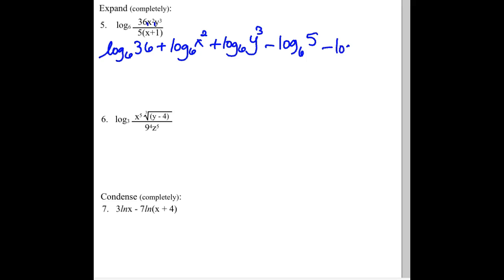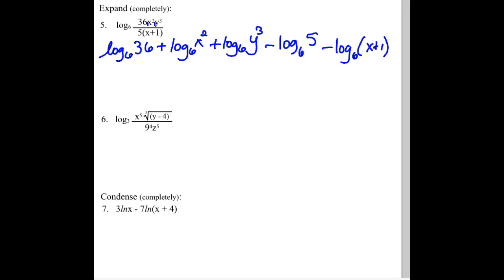We have log base 6, and each of these multiplications here are going to get pulled apart as addition. So log base 6 of 36 plus log base 6 of x squared plus log base 6 of y cubed. And then the two pieces that we are dividing by, we have to subtract those out when we expand. So we're going to subtract log base 6 of 5. And we are also dividing by that quantity x plus 1. So we're going to subtract that off as log base 6 of x plus 1.